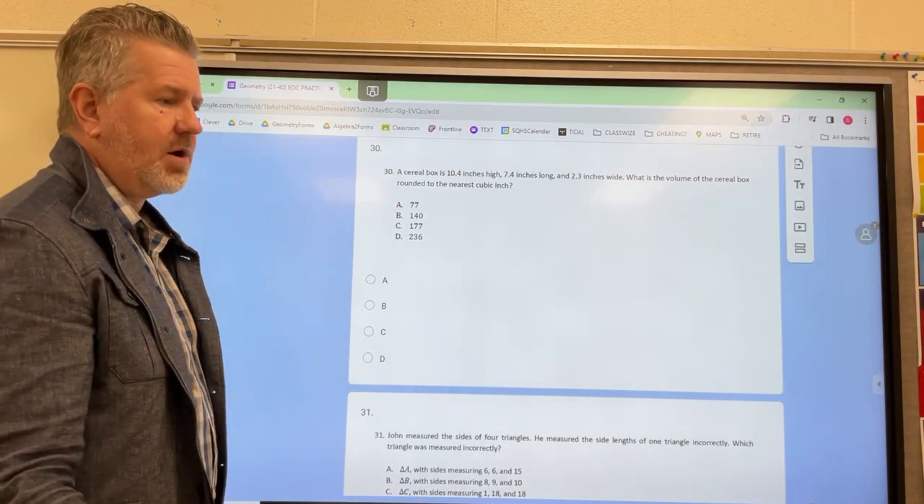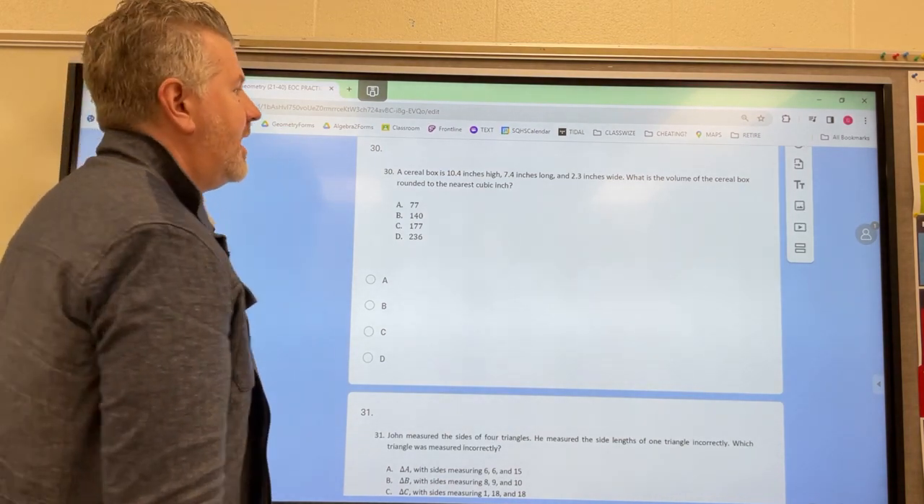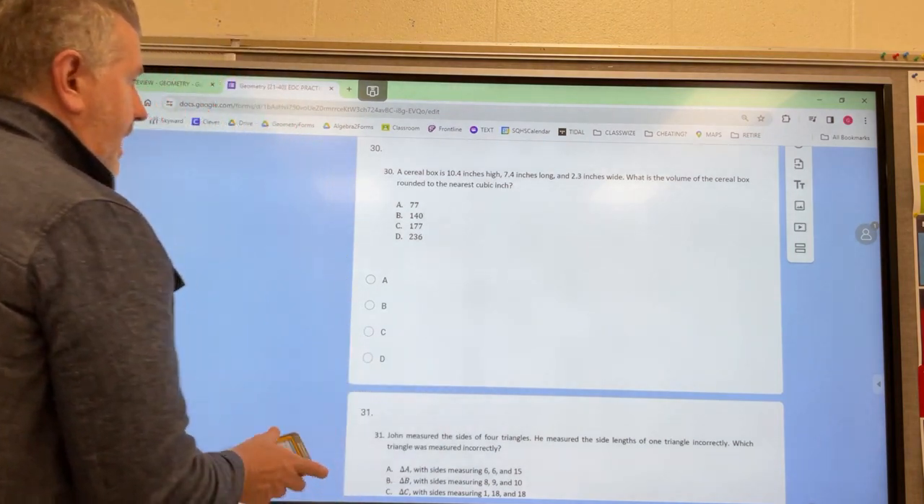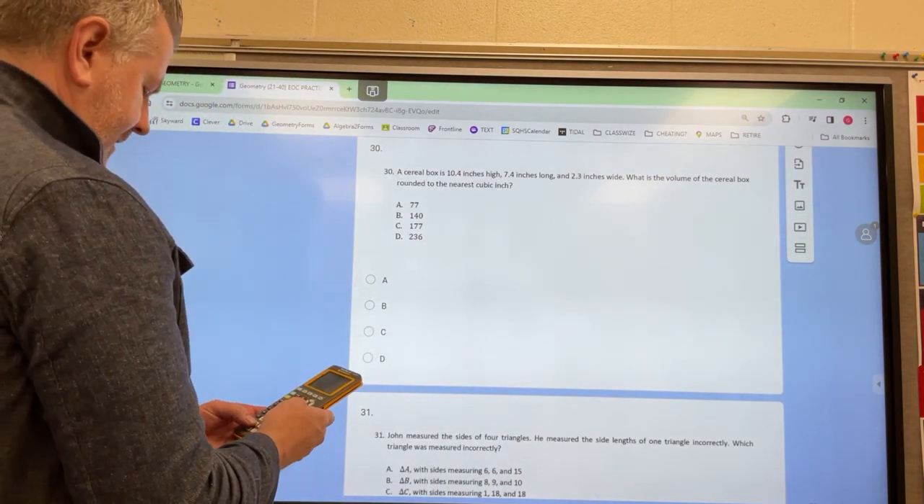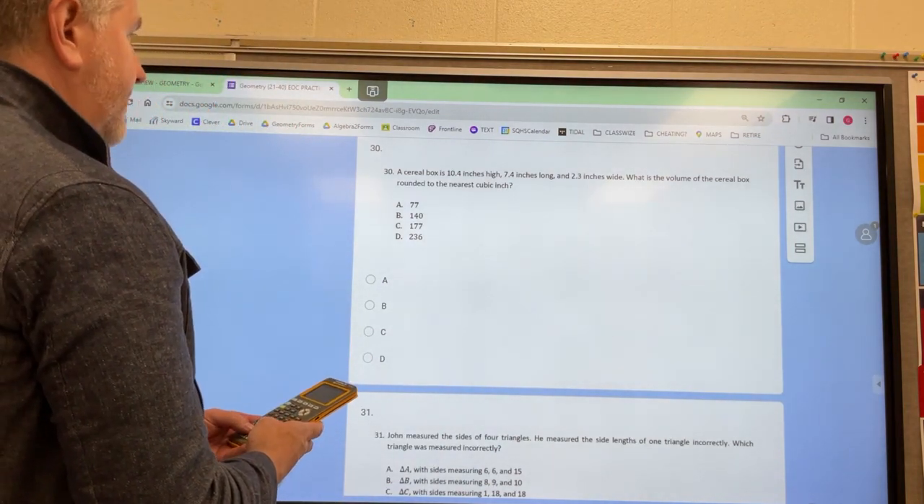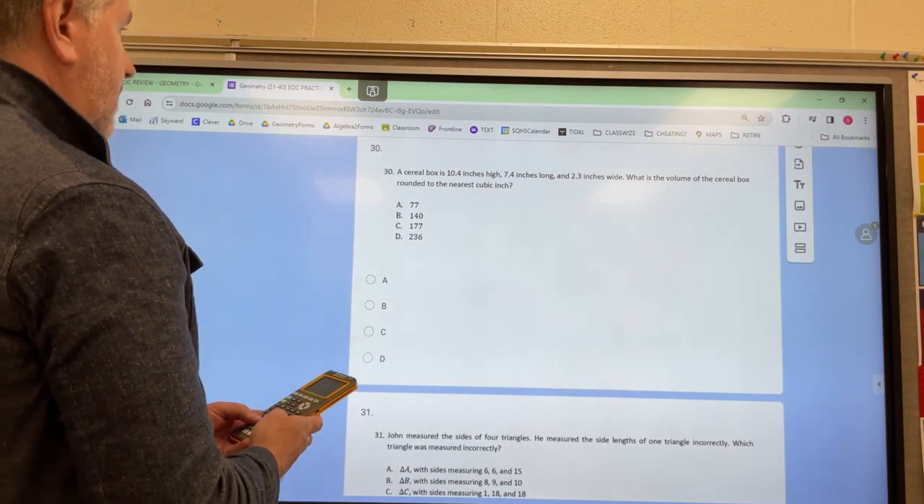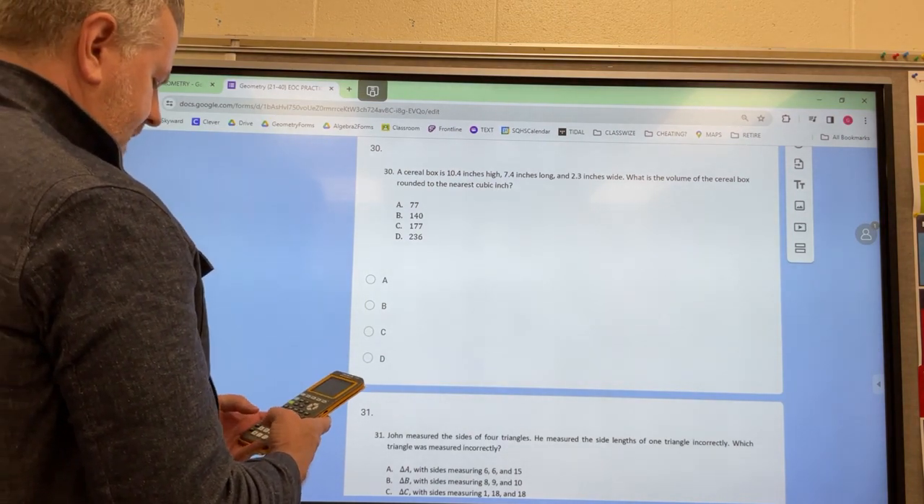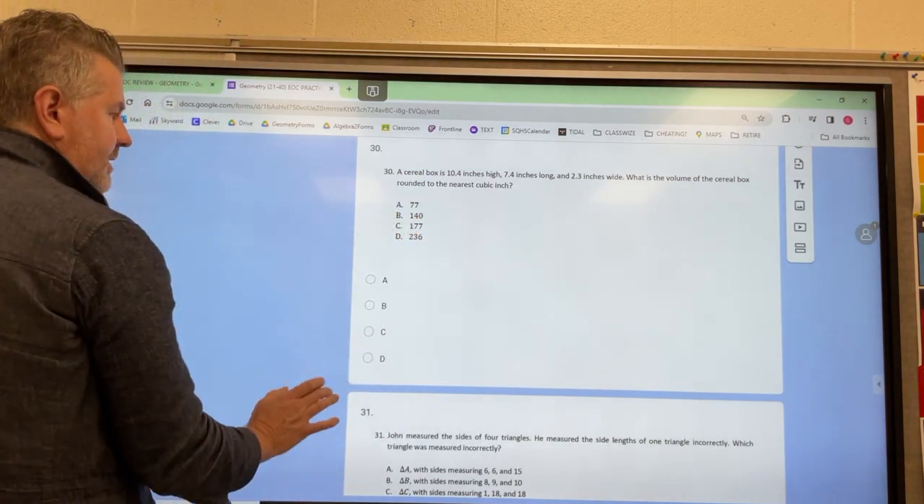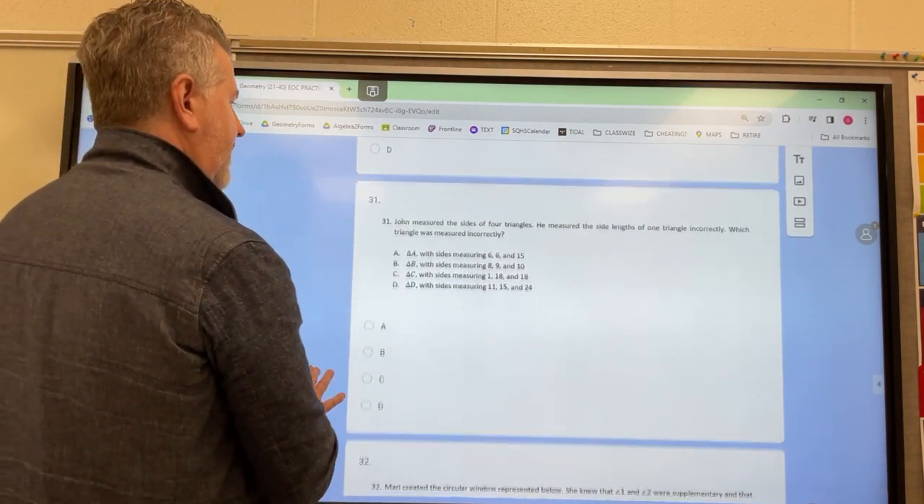Now it doesn't matter what you call the base, the bottom, the left side, or the top, as long as you do it correctly. We're just going to multiply the three numbers together. So 10.4 times 7.4 times 2.3, and we're done. We have all the same units, so we're at about 177, or C.